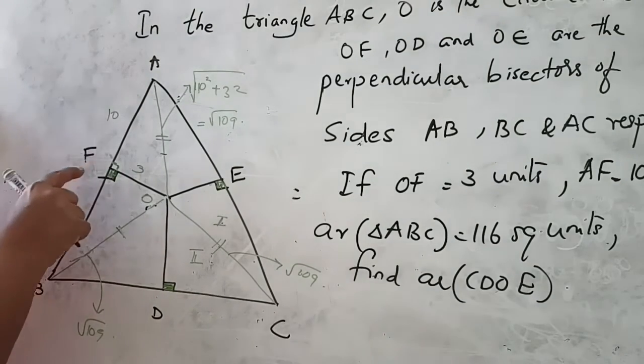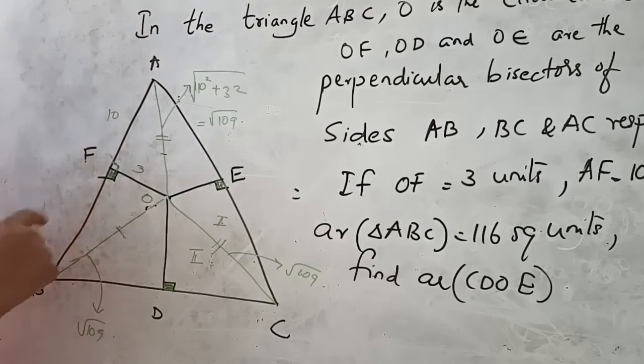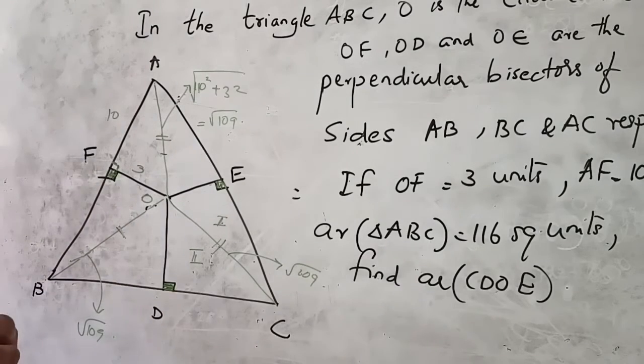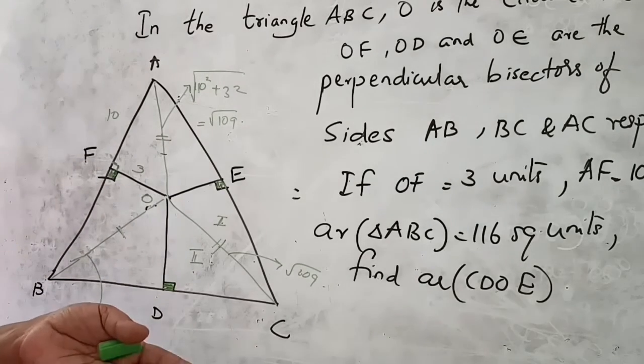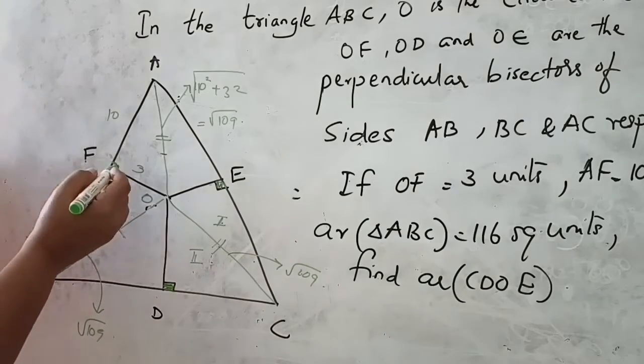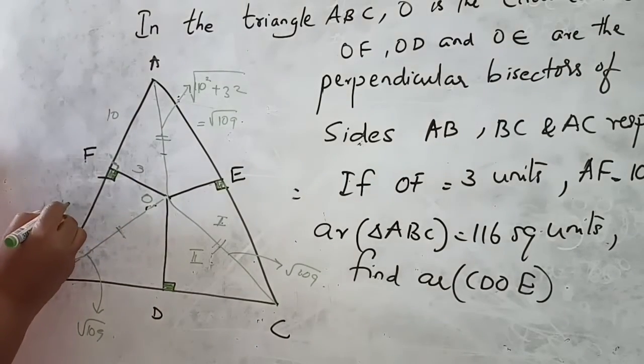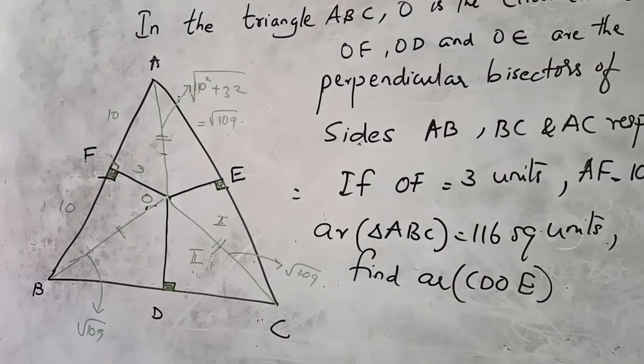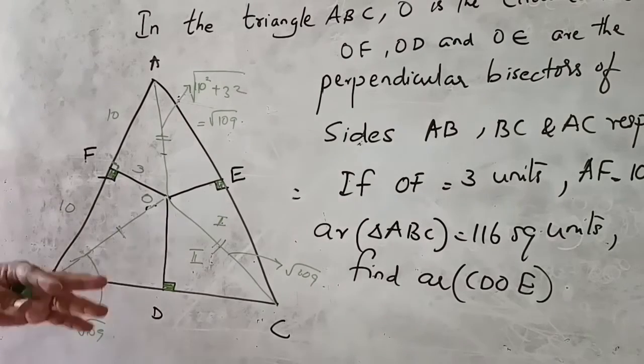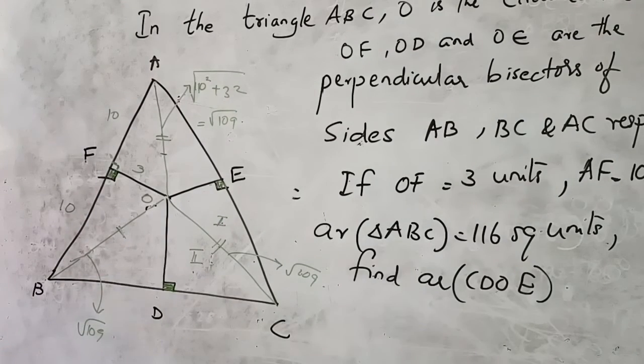AB has a perpendicular bisector OF. A perpendicular bisector is a line segment that divides a line into 2 equal segments at an angle of 90 degrees. So if this is 10 units, this also has to be 10 units. Okay. Now, I am not able to find any other sides of the triangle.